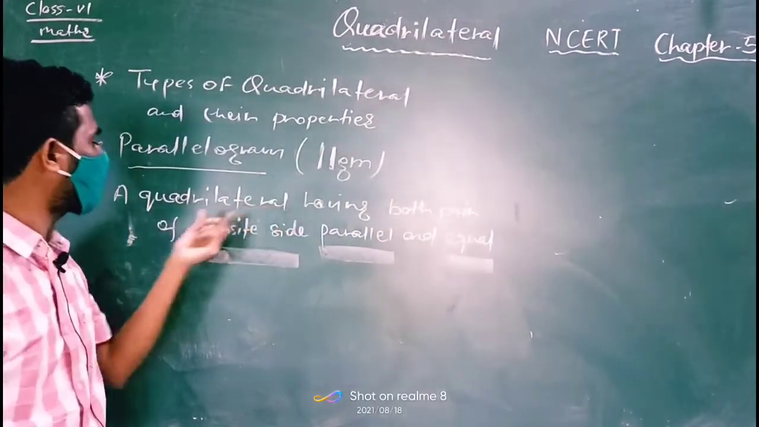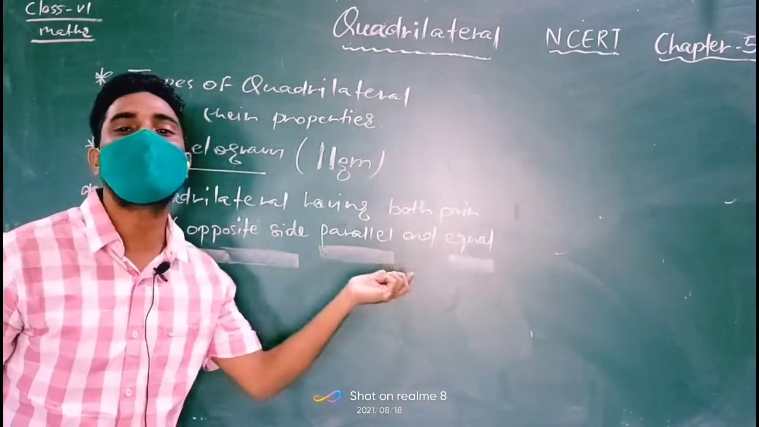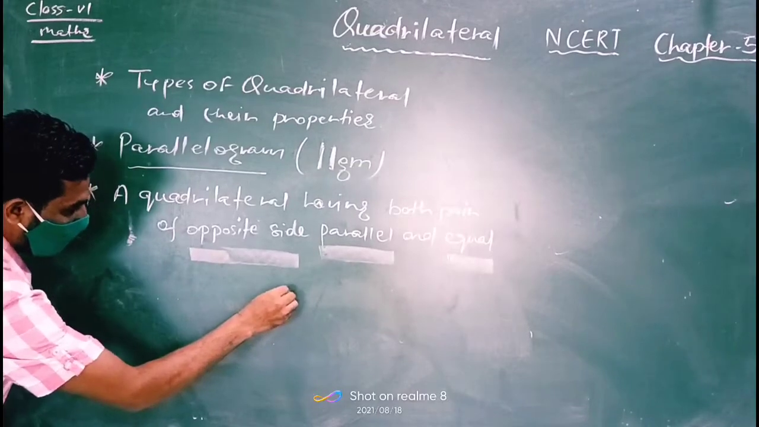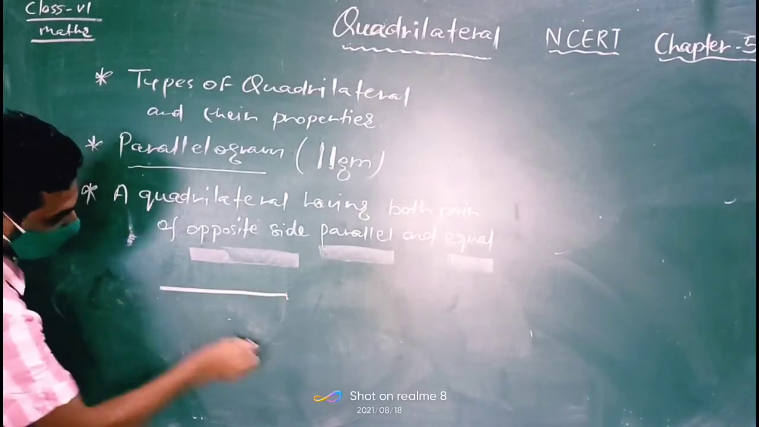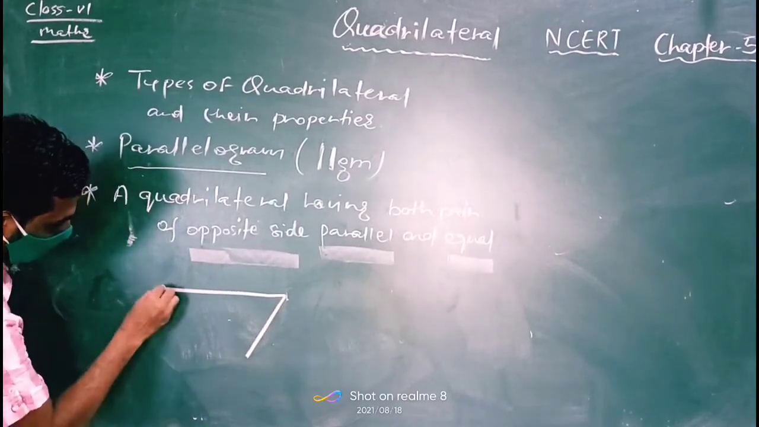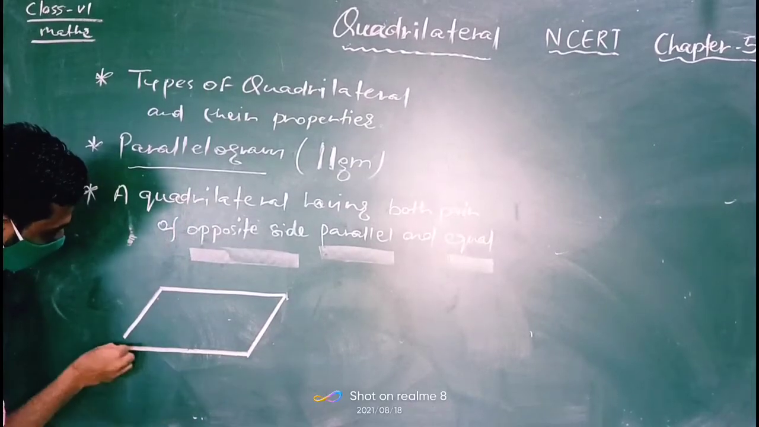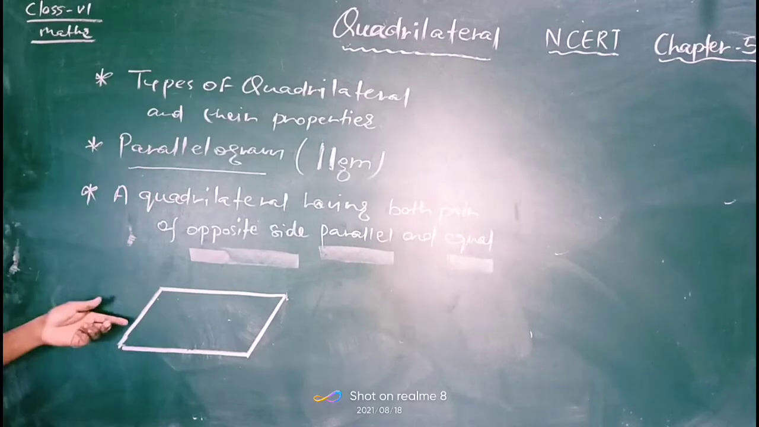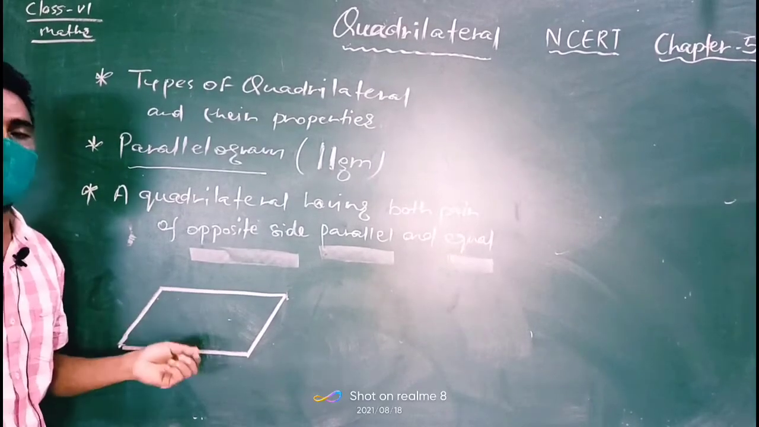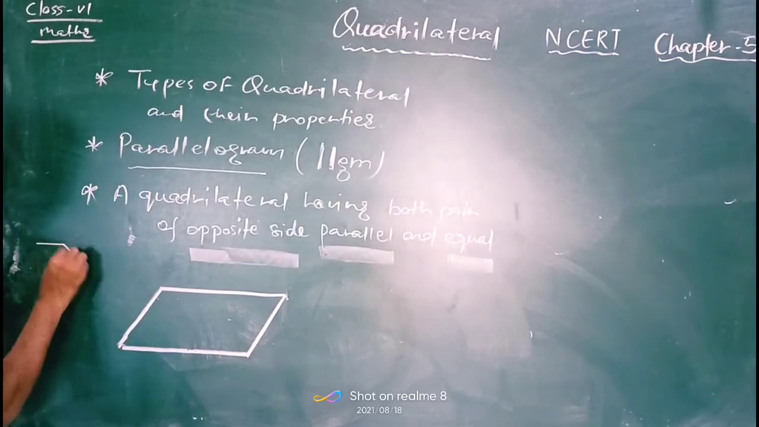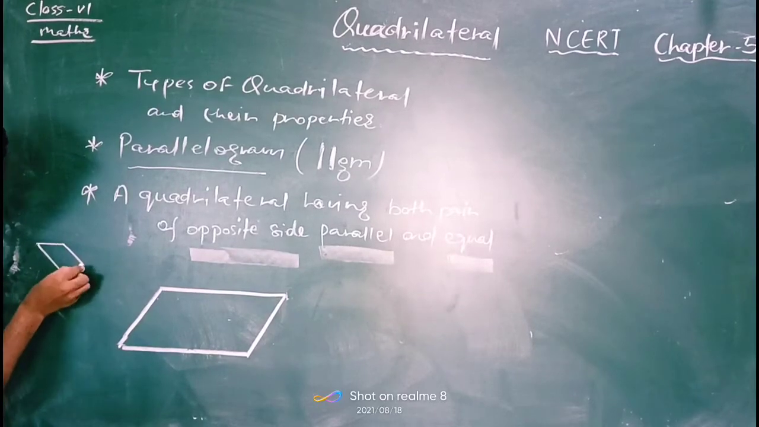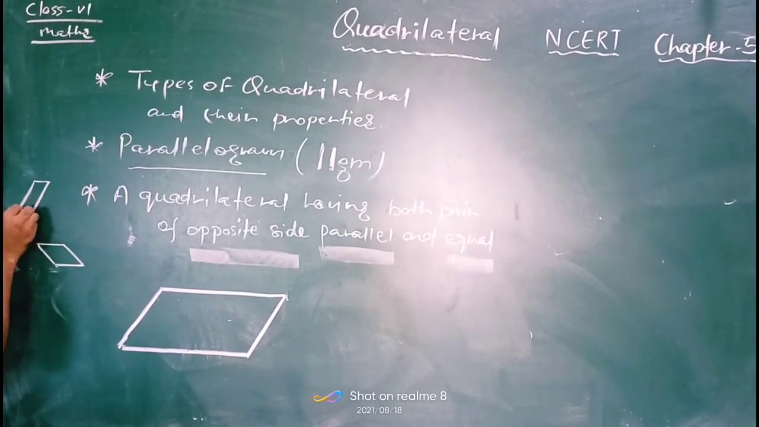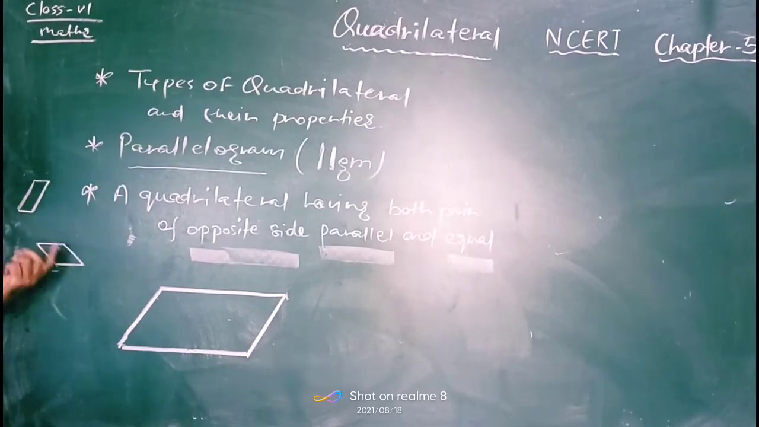A quadrilateral having both pairs of opposite sides parallel, so you have to make a quadrilateral just like I am going to draw. You see here. This is called a diagram, and this is called a parallelogram. It is not the only picture of a parallelogram in this world. You can draw this, which is also a parallelogram. This is also a parallelogram. All these are parallelograms. So it is a quadrilateral.